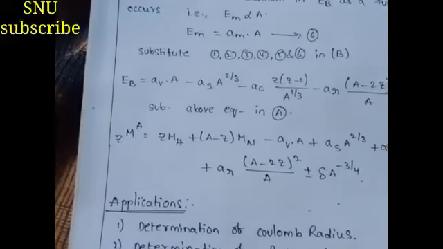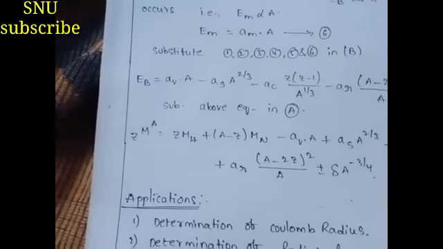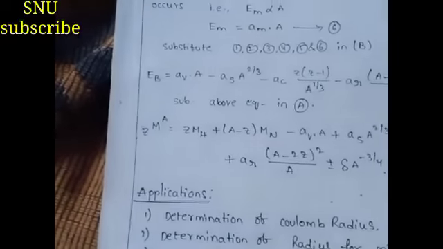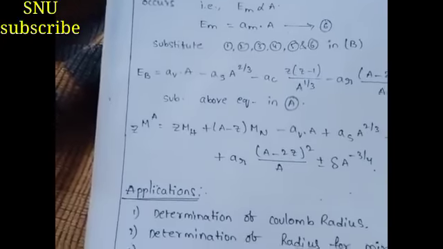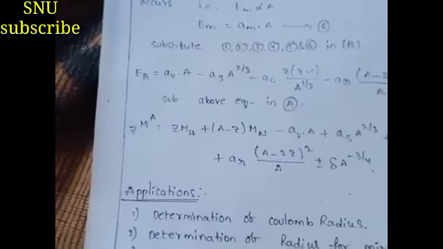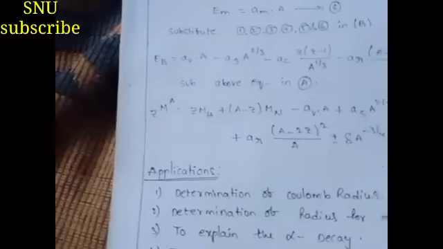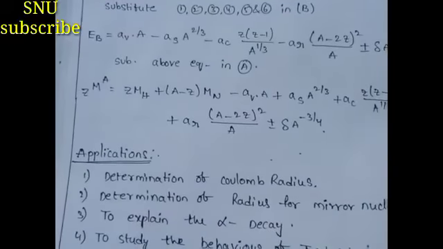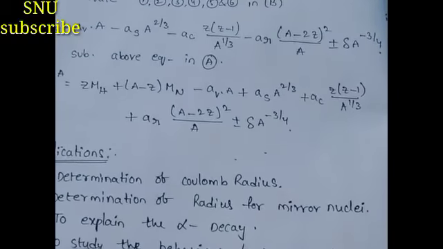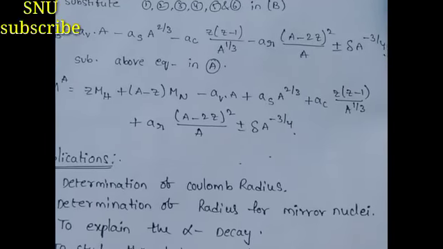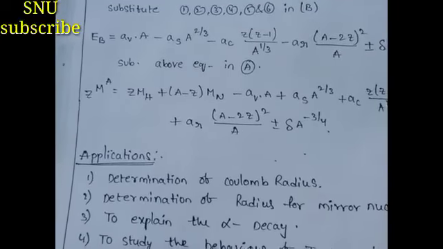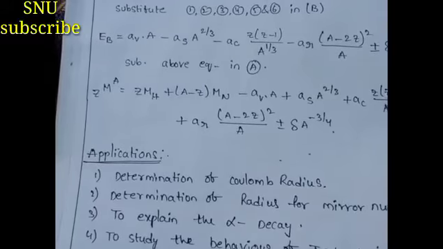Substitute 1, 2, 3, 4, 5 and 6 in B. Eb is equal to Av into A minus As into A to the power 2/3 minus Ac into Z(Z minus 1) by A to the power 1/3 minus Ar into (A minus 2Z) squared by A plus or minus delta A to the power minus 3/4. Substitute the above equation in A. The mass of the atom is Z m_H plus (A minus Z) m_N minus Av into A plus As into A to the power 2/3 plus Ac into Z(Z minus 1) by A to the power 1/3 plus Ar into (A minus 2Z) squared by A plus or minus delta into A to the power minus 3/4.